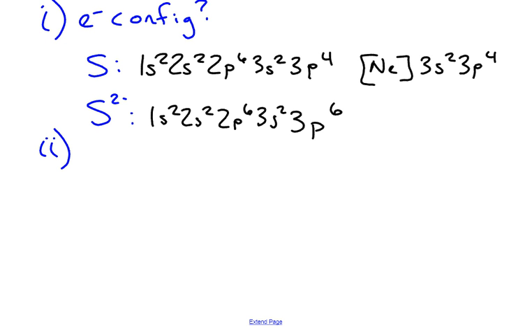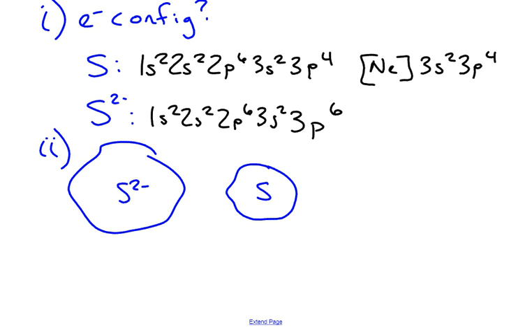Relatable. Walk up. Explain why the radius of the S2 minus ion is larger than the radius of the S atom. So what they're basically saying is this. I'm just making this up. I don't know the actual sizes. But that's what they're saying. Just a good visual.